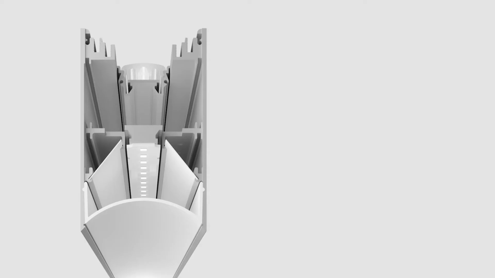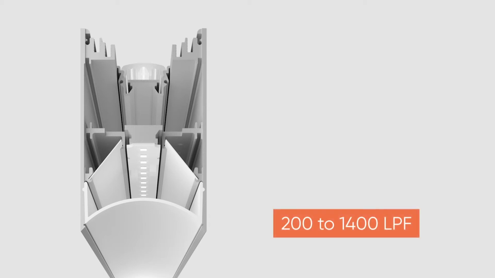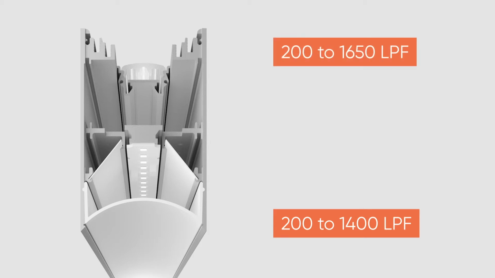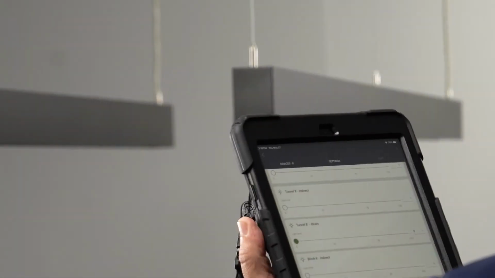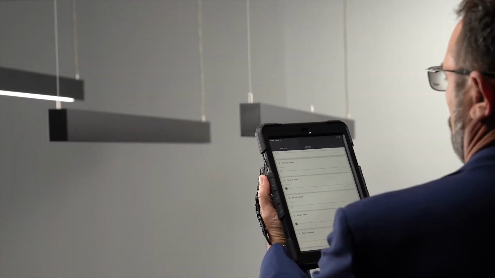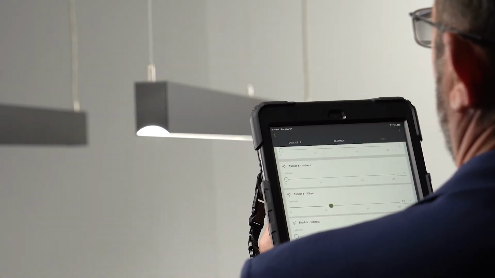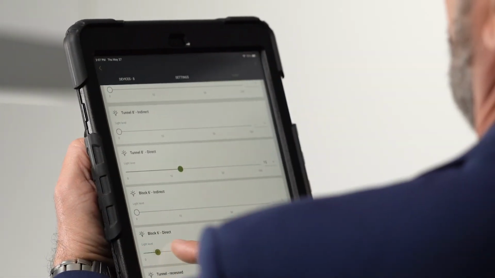For the direct light, whether pendant or recessed, you have 7 lumen packages ranging from 200 to 1400 lumens per foot. For the indirect light, you can have up to 1650 lumens per foot, both with either CRI 80 or CRI 90. An additional feature is the Internet of Things readiness, which incorporates smart sensors, as well as Power over Ethernet compatibility. Dimming options include 0 to 10 volt and DALI, and we are compatible with all major control systems.